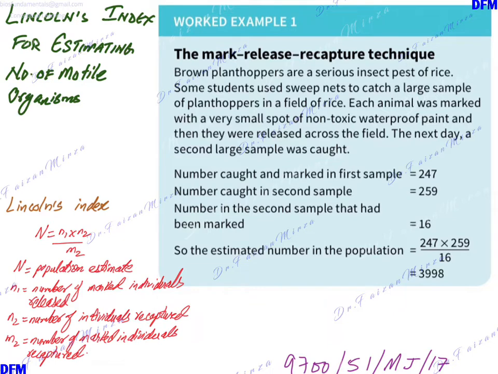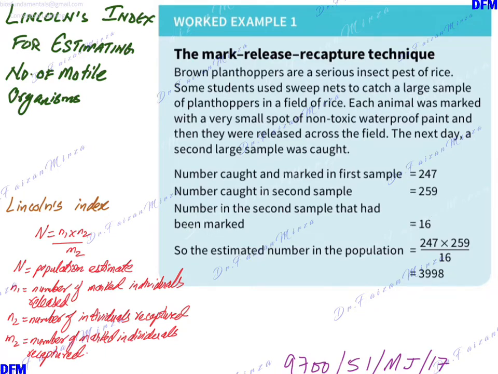This tells me that of these 259, 16 plant hoppers are the same ones that I met yesterday, and I'm meeting them today as well. But there are so many others which I did not meet again today, because the total count is too high. Among all these 259, the majority are ones I have come across for the first time today.